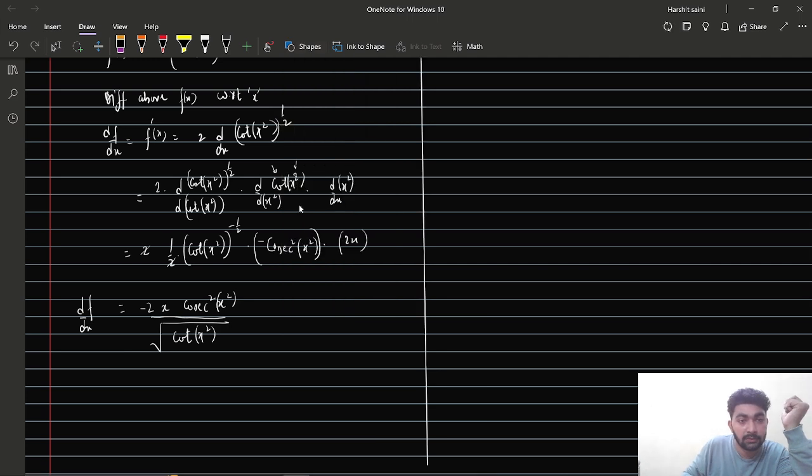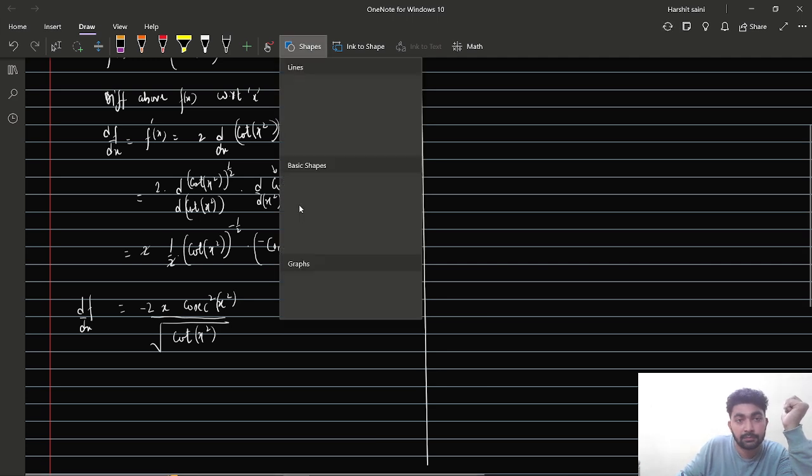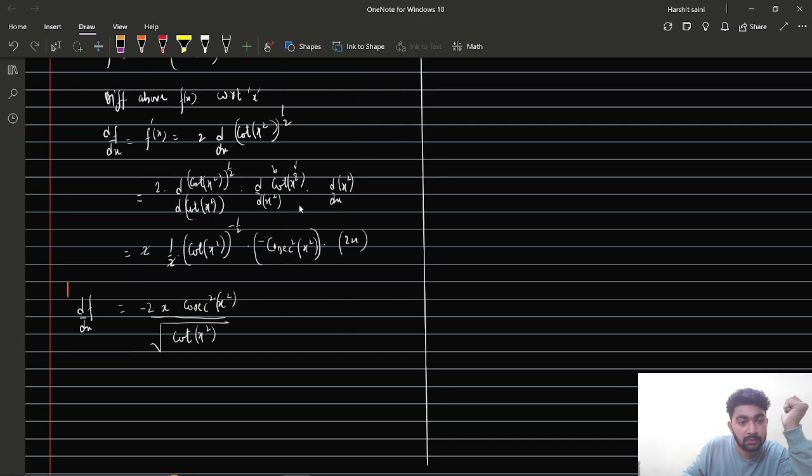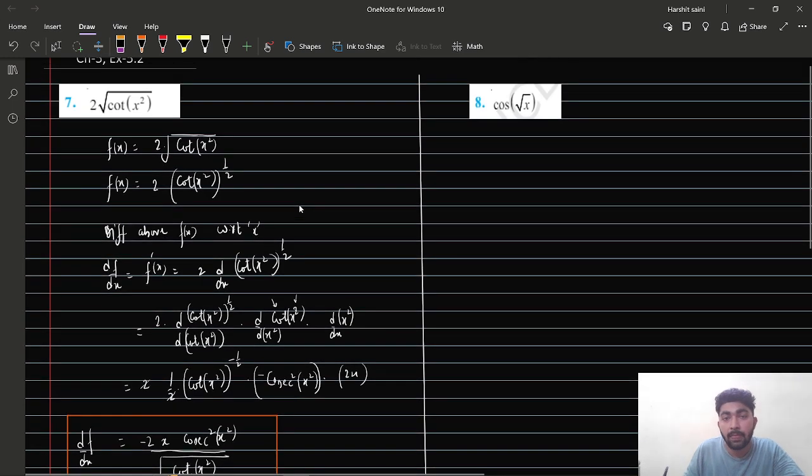This is our answer. Okay, now move on to the next question. Here you can see we simply applied the chain rule. Okay, derivative of the inner function, derivative of the outer function with respect to the inner function we need to do. Okay, now here you can see your second function we have.